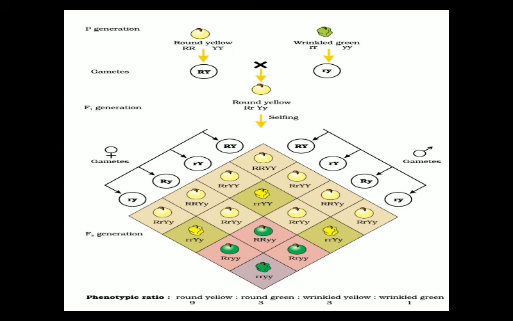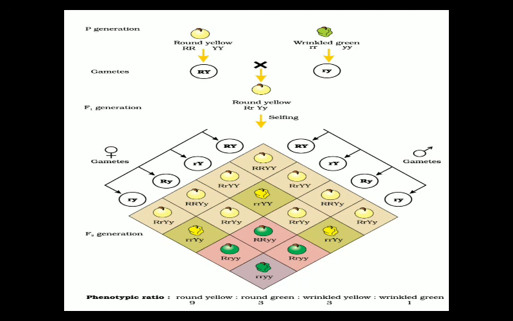So what is the law of independent assortment? Out of two pairs of contrasting traits of character, here the first pair is seed shape and the second pair is seed color. Seed shape has two traits, round and wrinkled, and seed color has two traits, yellow and green. Out of two pairs of contrasting traits of character, the distribution of the member of one pair into gamete is independent of the other one.